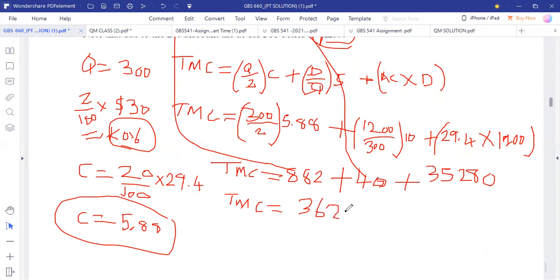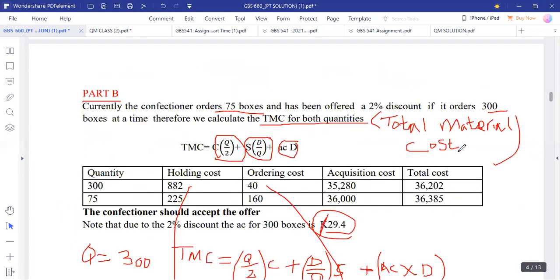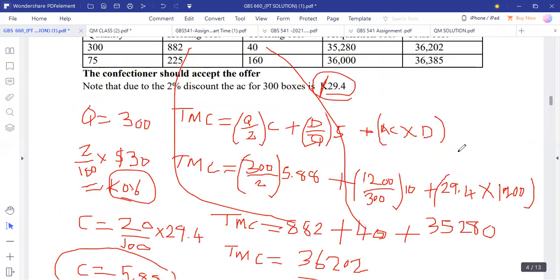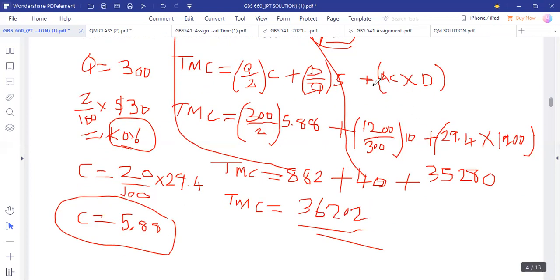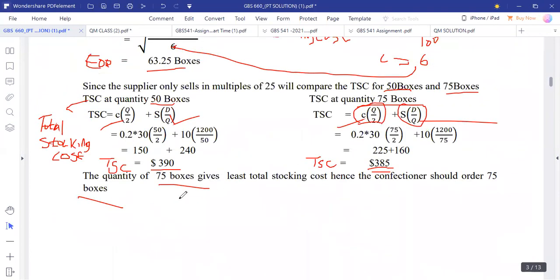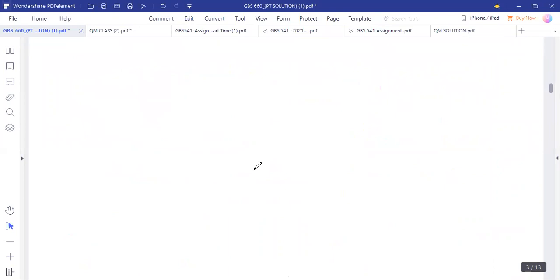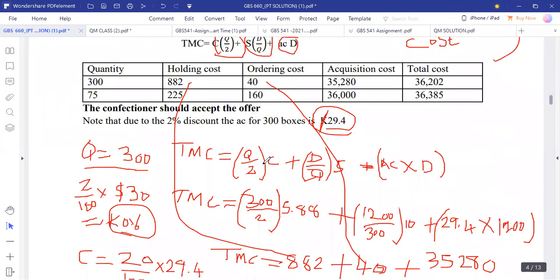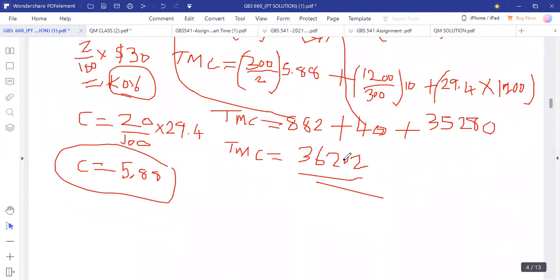36,202. I'm sure the way I'm explaining here, people are able to see. Okay, so 36,202. All right, so this is it. What is going on here as we are looking at this one has to do with ordering 300 boxes, or can we continue ordering the 75 that we recommended in the first part of the question? All right, so this is what we have gotten, 36,202.